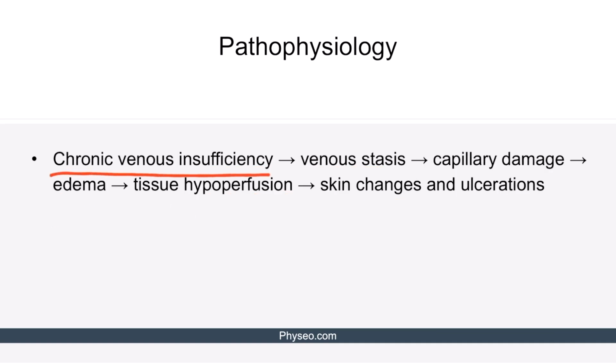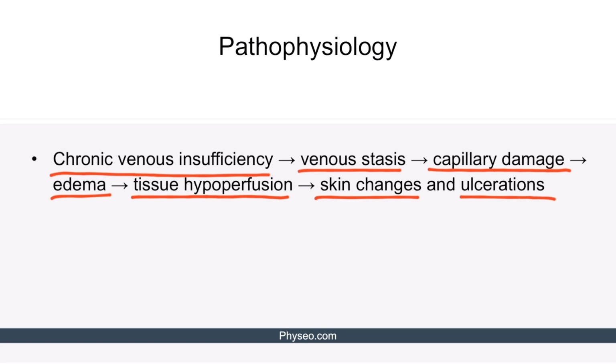Chronic venous insufficiency occurs due to incompetent venous valves allowing backward flow of venous blood and venous stasis. So instead of coming back up to the heart, they just keep pooling down in the legs. Now, this stasis of blood results in capillary damage, edema, and tissue hypoperfusion, leading to skin changes and ulcerations.